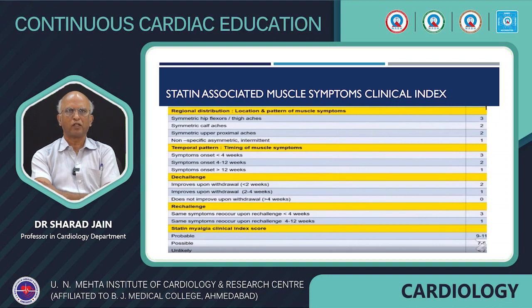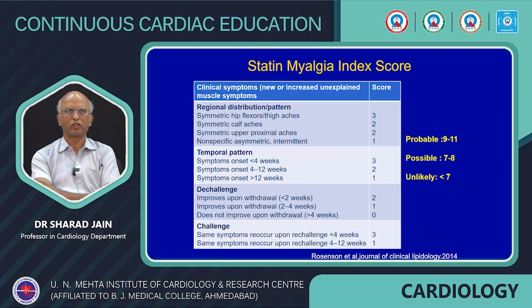So, various points have been given to these factors, and the probability of statin myalgia is probable if the score is 9 to 11, possible if it is 7 to 8, and unlikely if it is less than 7. So, depending upon the score given to the various factors like regional distribution, temporal pattern, and dechallenge, we can judge whether it is statin induced myalgia or unlikely to be due to statin.